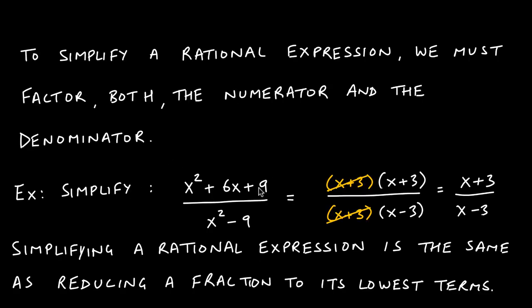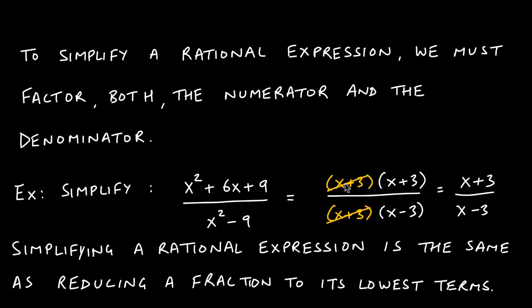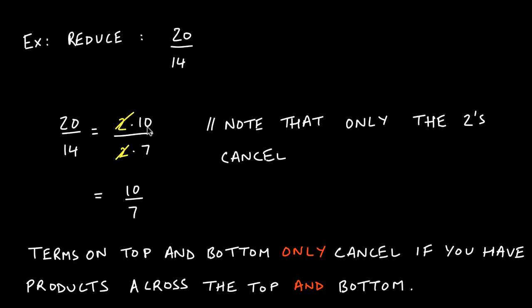If you notice, we did the exact same thing. So we factored x squared plus 6x plus 9. Here we factored the 20. The two factors were x plus 3 times x plus 3. The two factors were 2 times 10.